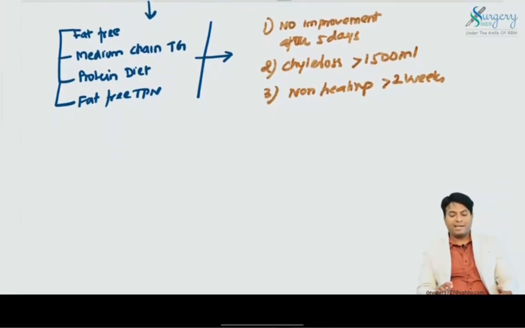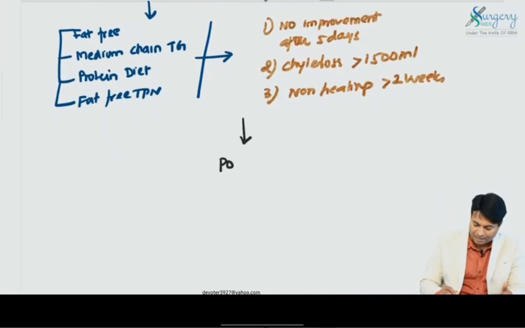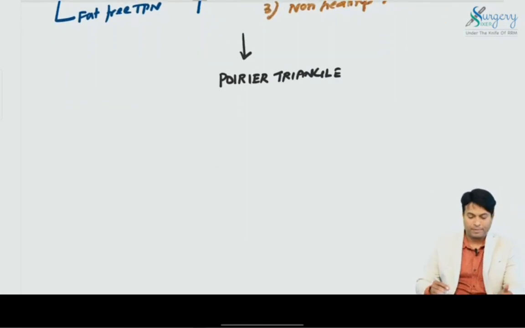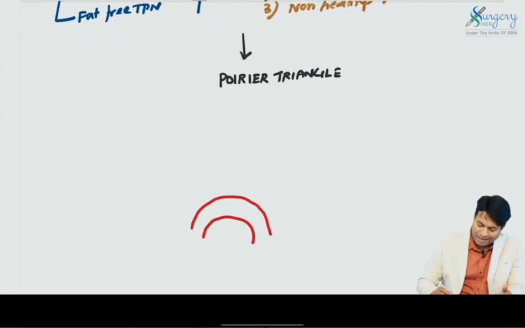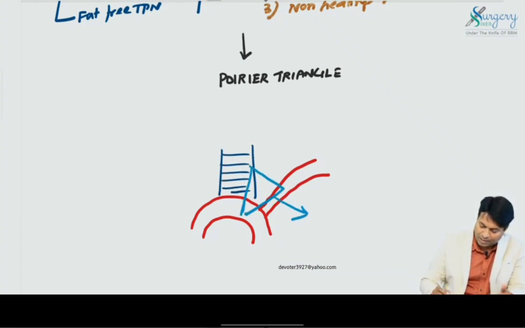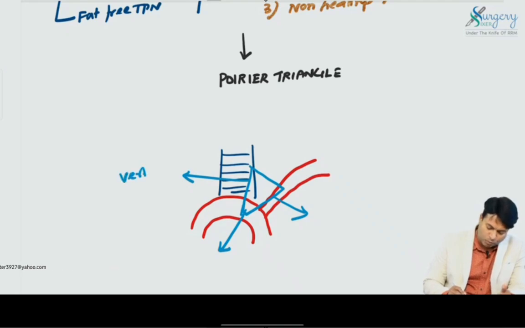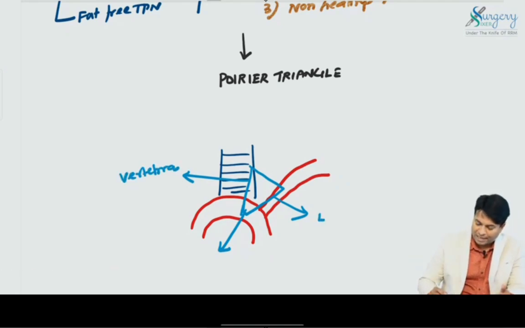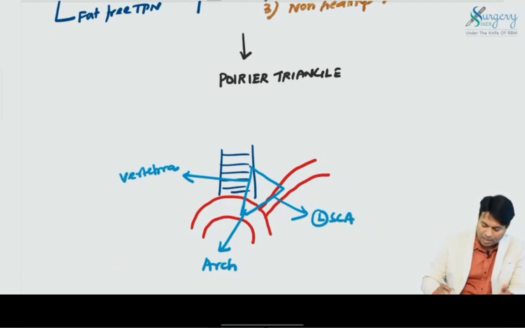In these cases, we will go inside and ligate at the level of Poirier triangle. What is this Poirier triangle? It is bounded by the arch of aorta, the left subclavian artery, and the vertebra posteriorly. So please remember Poirier triangle. It's an expected MCQ for AIIMS. Poirier triangle is bounded by the left subclavian artery, arch of aorta, and vertebra.